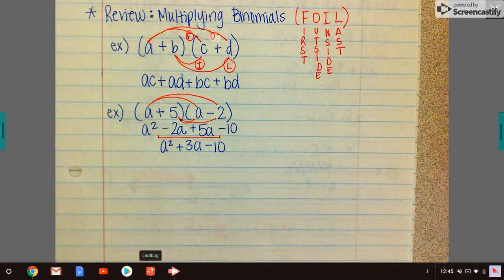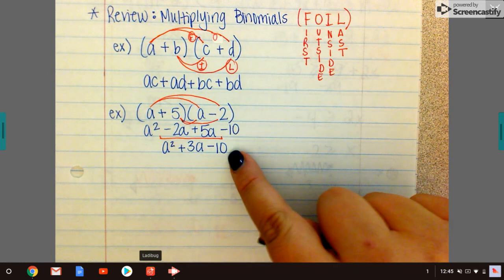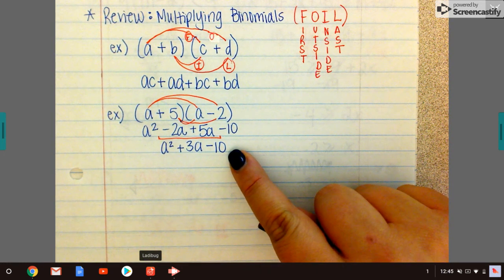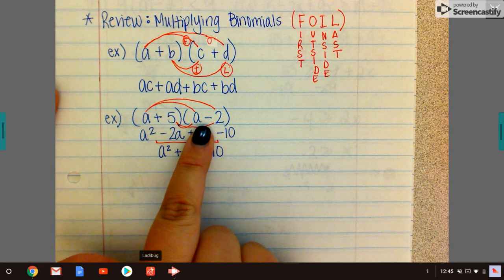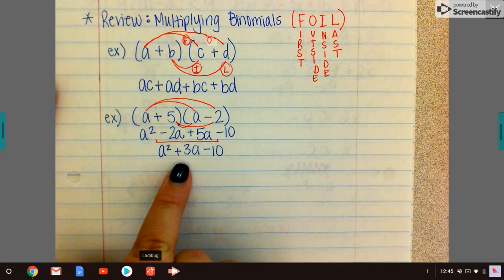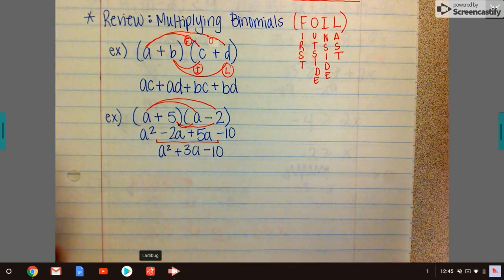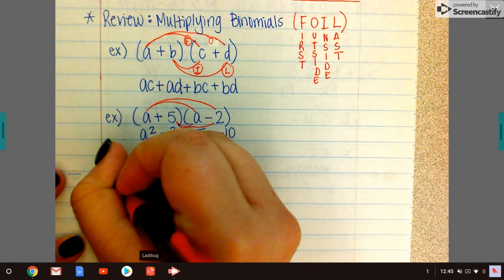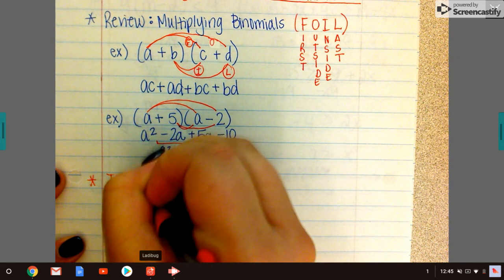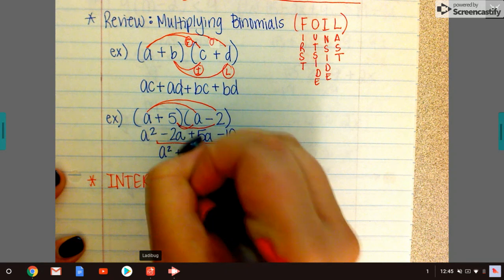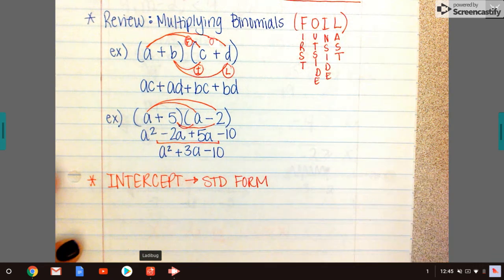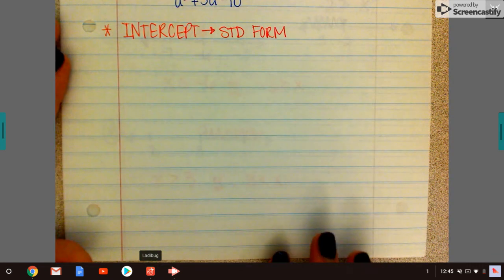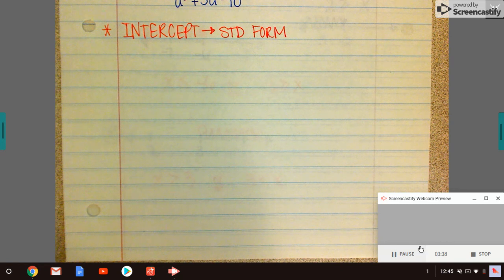How this is going to help us with converting is I want you to notice that when we FOIL, we end up in standard form, coming from a format that was factored. If I threw a y equals at the front and changed the A's to x's, it would look a lot like my intercept form changed into standard. So let's let that be our first one. Let's go from intercept form into standard form. Let me get us an example.